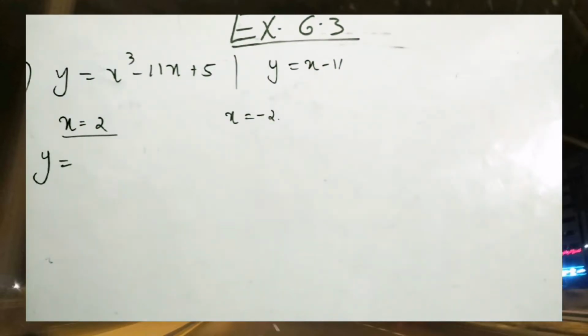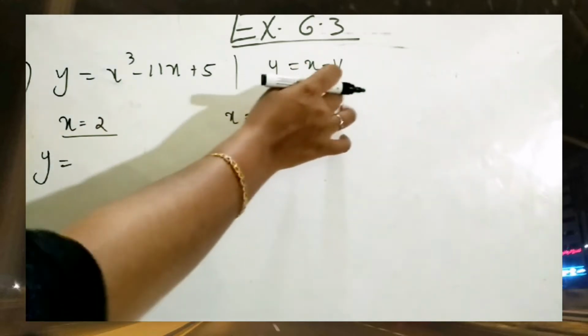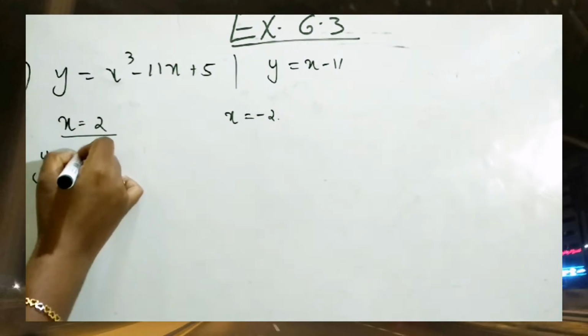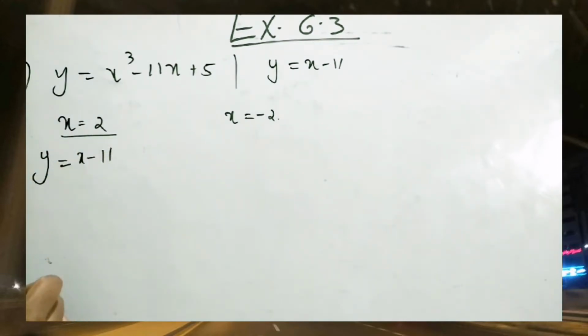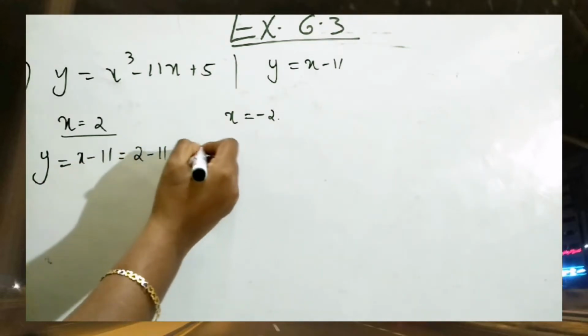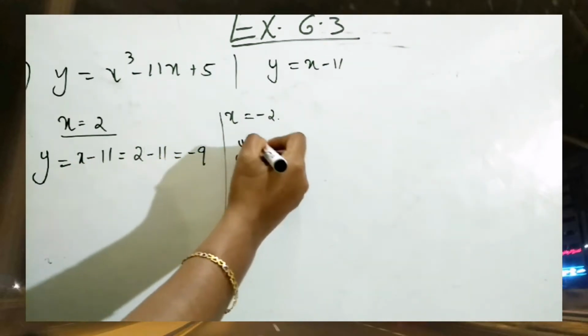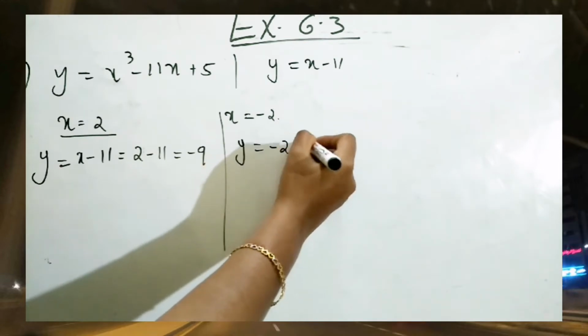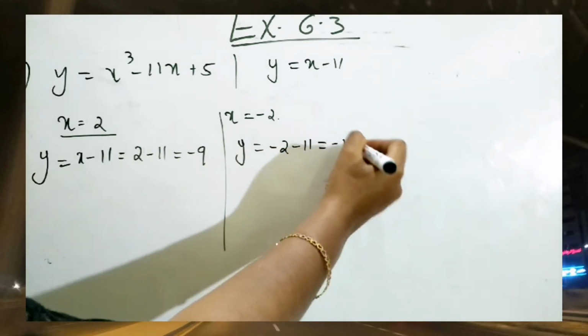Tangent means a line which passes through exactly one point on the curve, and that point is the common point for this curve and tangent. So since it is the common point, I am going to substitute x is equal to 2 in the equation y is equal to x minus 11, and this is equal to minus 9. And if x is equal to minus 2, minus 2 minus 11 is equal to minus 13.